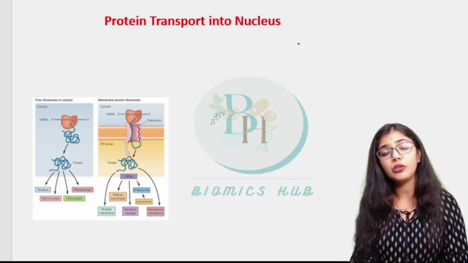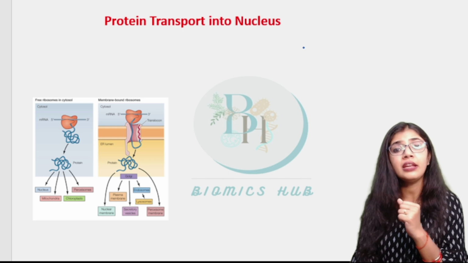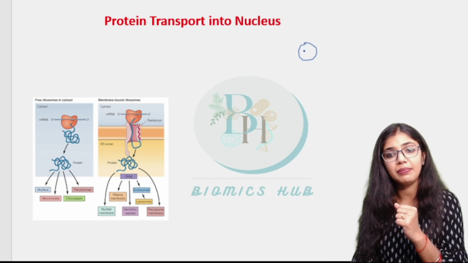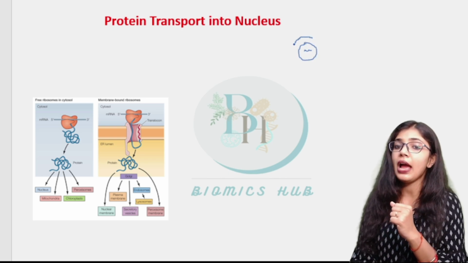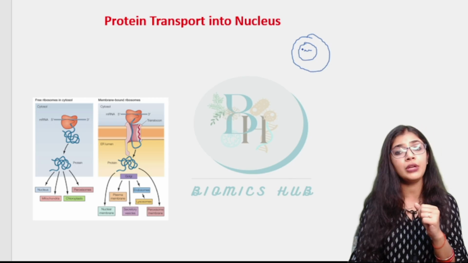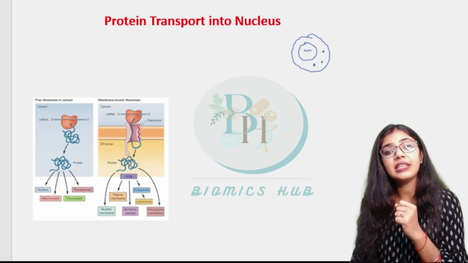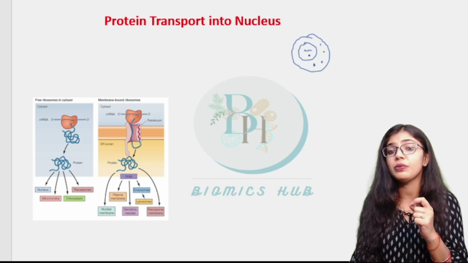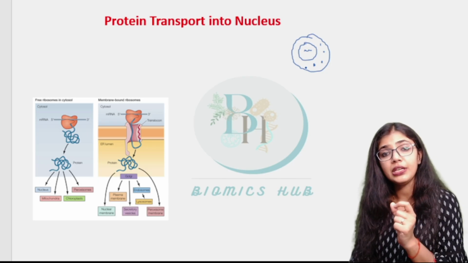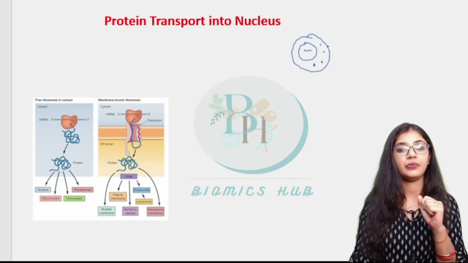So what happens in the nucleus? The main function is DNA replication. DNA replication takes place inside the nucleus, and for that it requires certain proteins. The required proteins are synthesized in the cytoplasm, and they need to be transferred inside the nucleus for the whole machinery to work.